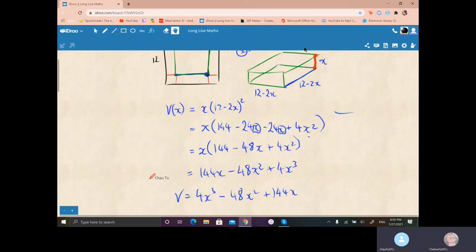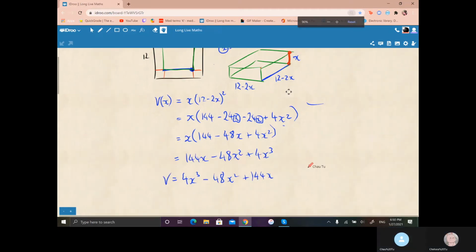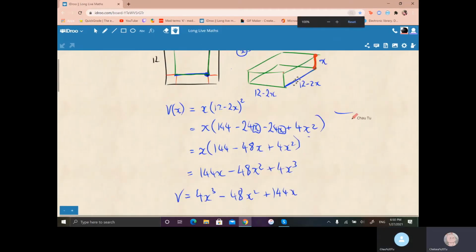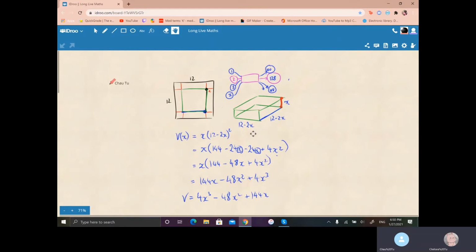Oh, wait. What's the domain for our situation? It cannot be. Can x be anything? Can x be 100? X cannot be greater than 3. X cannot be greater than 3. I think it can be 4. Let's try and make x to be 4. So zoom into that square. Chelsea? Okay. I'm saying x can be 4.